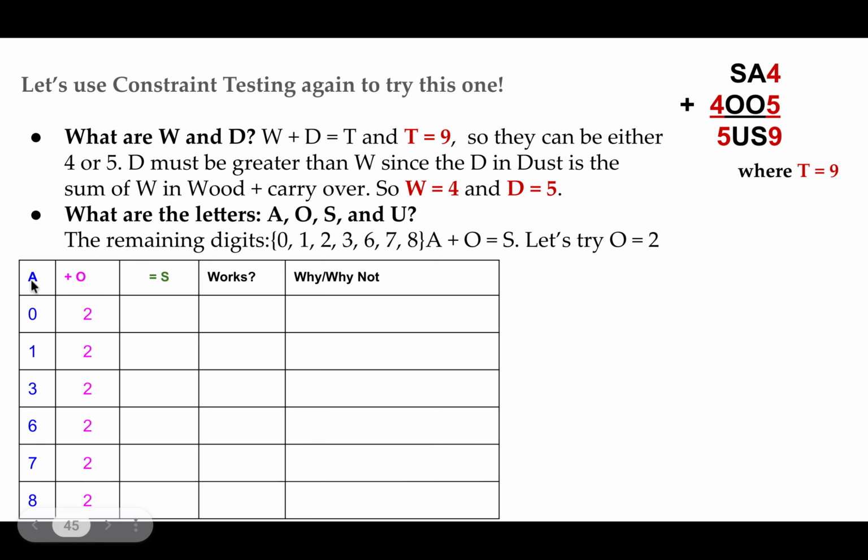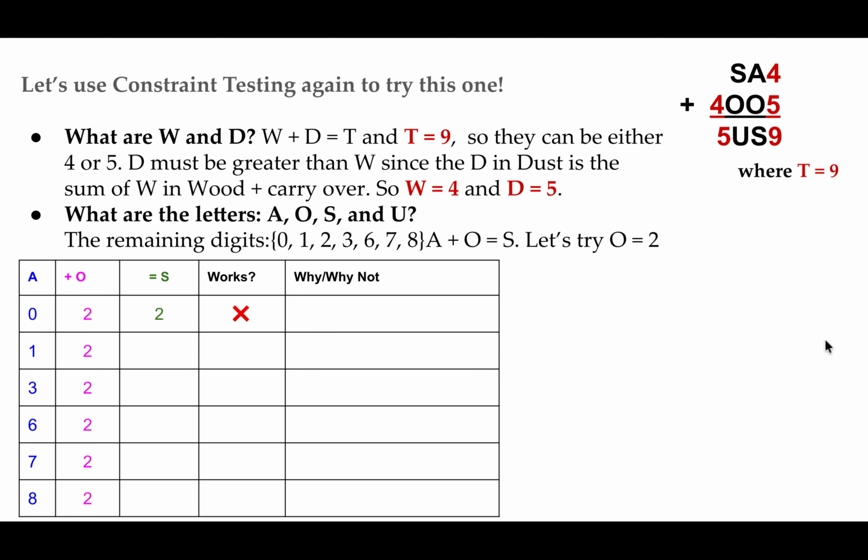So now S is the sum of A and O. So 0 plus 2 is 2. And would that work? And it would not work. Why not? Because it repeats. In other words, O is already 2, so S can't also be 2. What about 3? 1 plus 2 equals 3. That also does not work, and it's going to fail when we go to the next column. How about 3 plus 2 equals 5? That also does not work. We already used 5 for D.